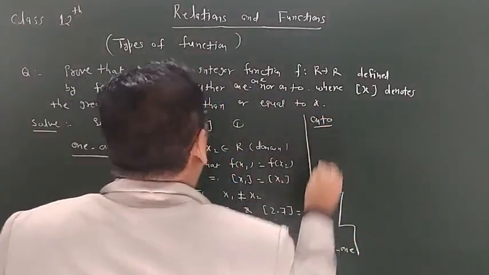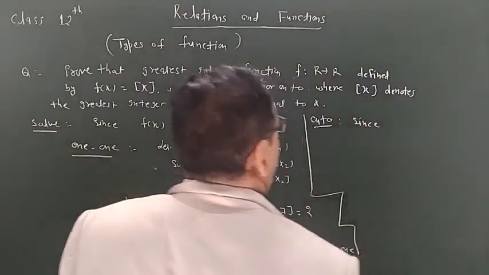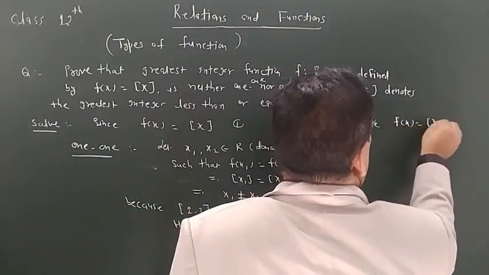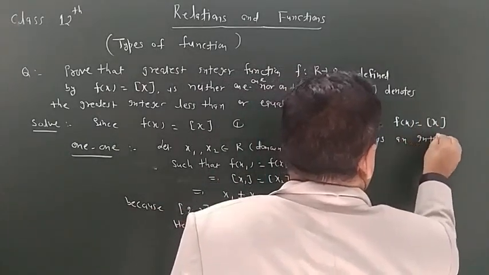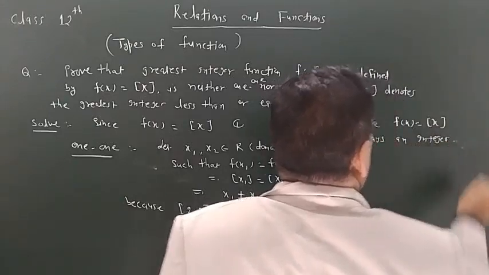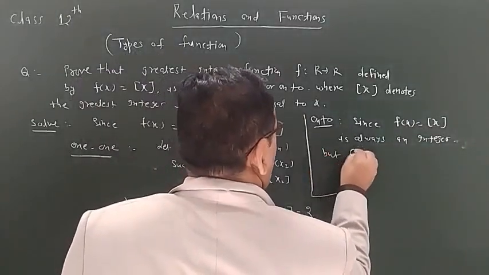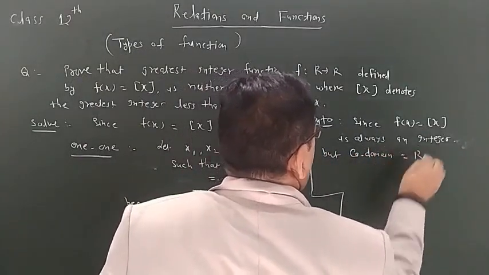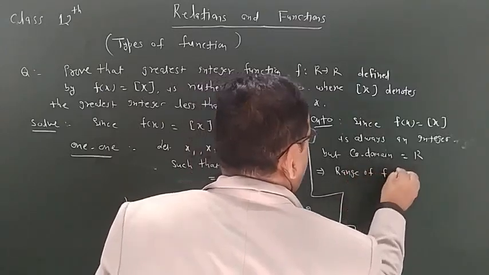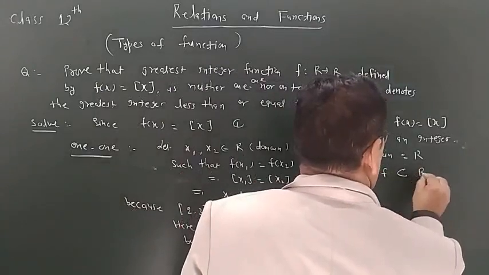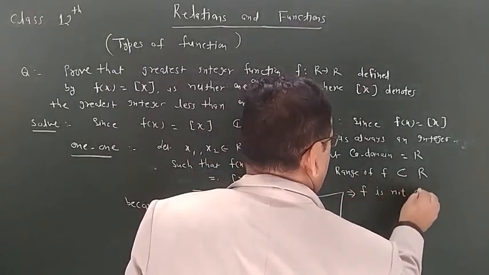Onto. Now we check whether the function is onto or not. Since f(x) equal to [x] is always an integer value, and the codomain is R, this implies that the range of f is a subset of R. This implies that f is not onto.